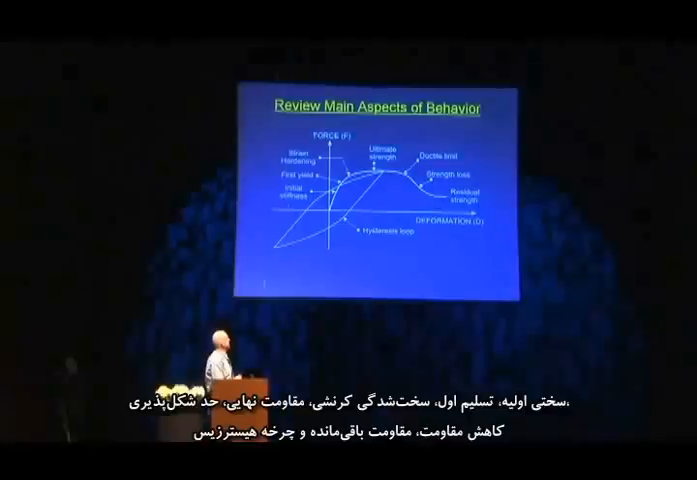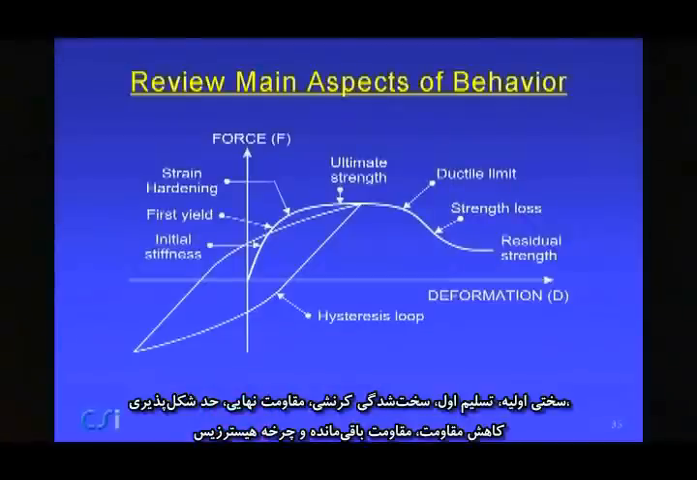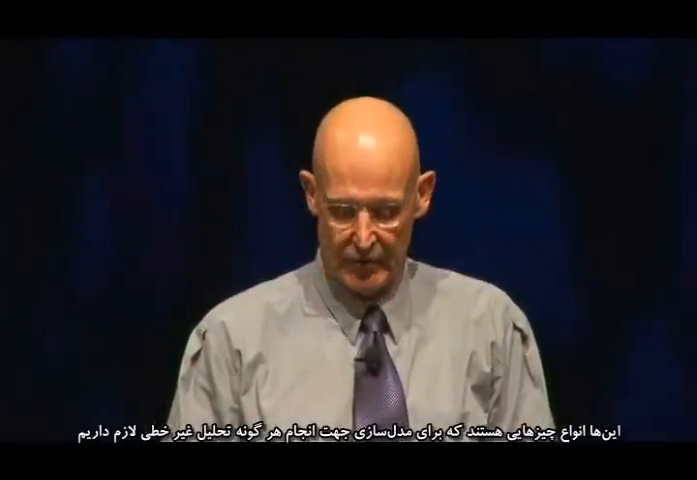Let's review the main aspects of nonlinear behavior. Initial stiffness, first yield, strain hardening, ultimate strength, a ductile limit, some strength loss, residual strength, and then a hysteresis loop. These are the types of things that we need to think about modeling when you're doing nonlinear analysis.